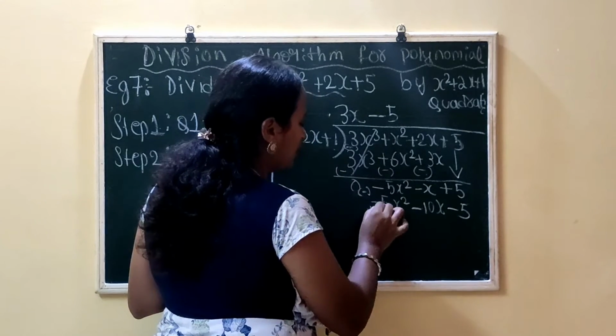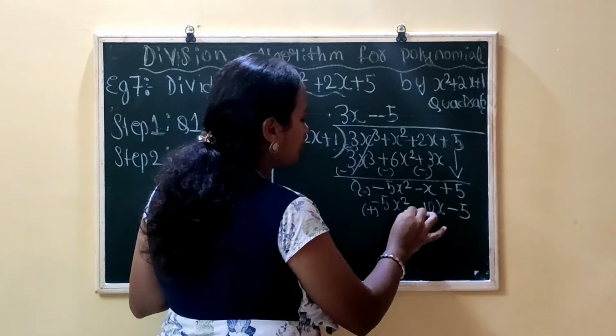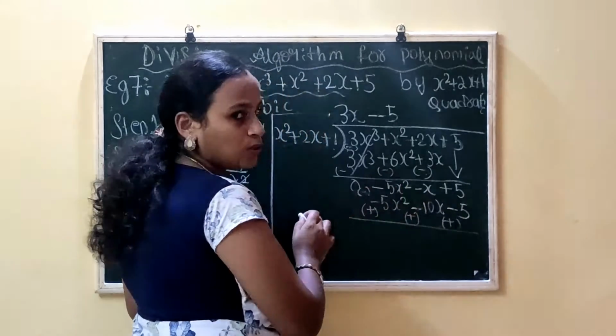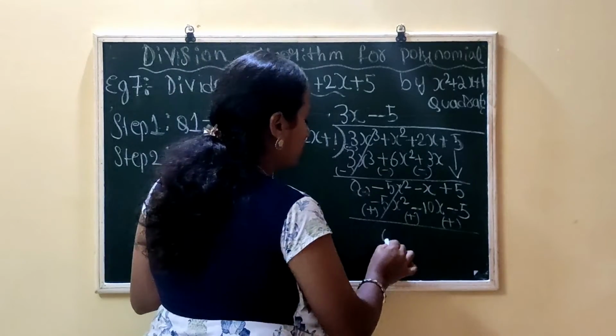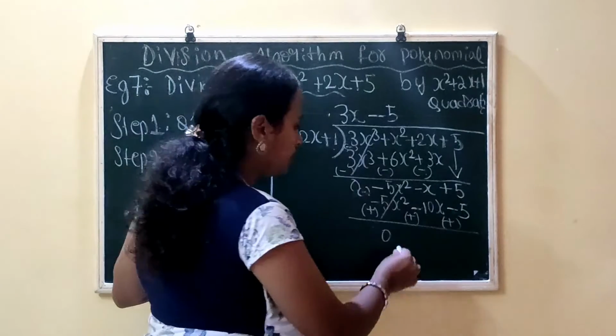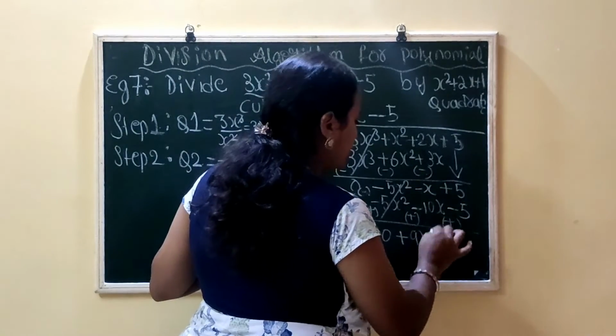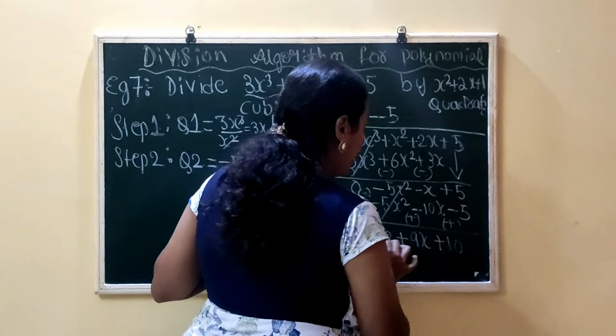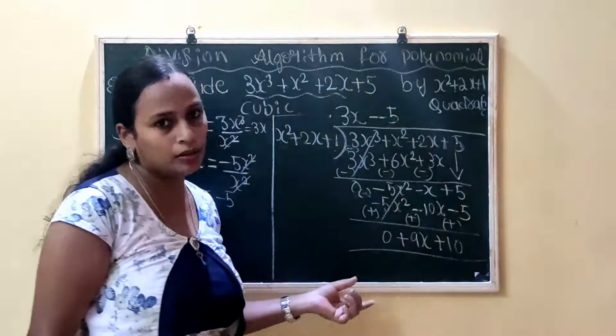Minus of minus is plus. Again minus of minus is plus. Right? So now minus 5x square plus 5x square is gone, so you will be left with 0. Then minus x plus 10x is how much? We will get 9x. Then plus 5 is 10. So 9x plus 10 is the new dividend.